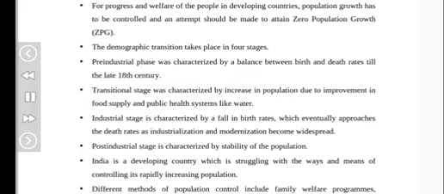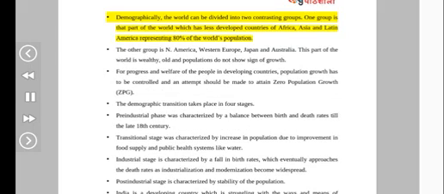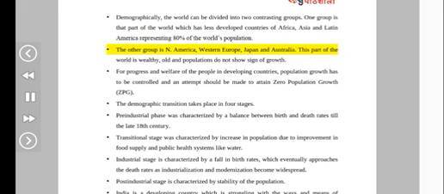One group is that part of the world which has less developed countries of Africa, Asia and Latin America representing 80% of the world's population. The other group is in America, Western Europe, Japan and Australia. This part of the world is wealthy, old and populations do not show signs of growth. For progress and welfare of the people in developing countries, population growth has to be controlled and an attempt should be made to attain zero population growth (ZPG).